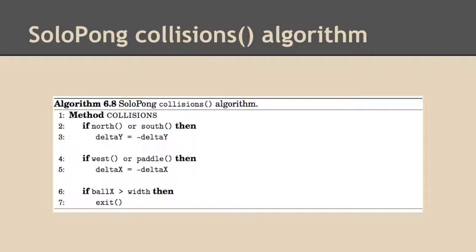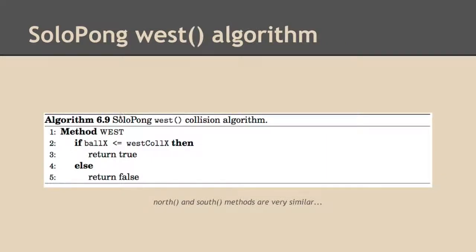Now let's examine one of our collision algorithms. In particular, we'll look at west. Okay, so this would be when our ball is moving to the left of the window. It hits that west wall. We want it to bounce off back toward the east. Do you remember our imaginary collision lines that we had set up? Well, here's where they come into play. If the ball's x variable is less than or equal to the west collision line, west call x, then we're going to return true. That means we did run into the wall. Otherwise, we'll return false, which means the ball hasn't run into the west wall.